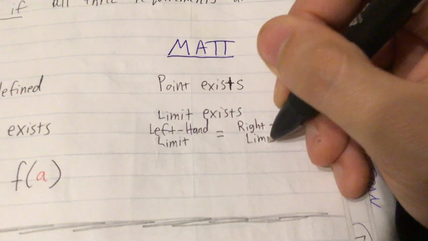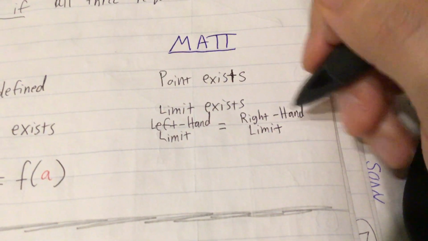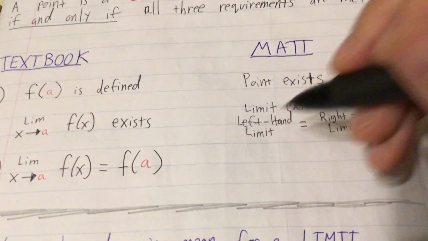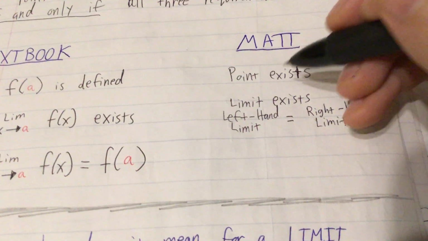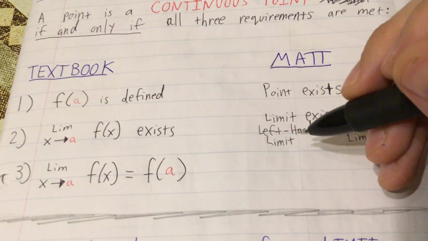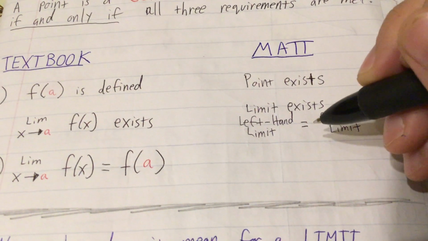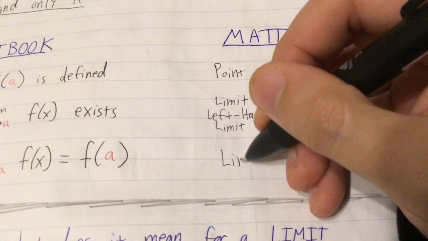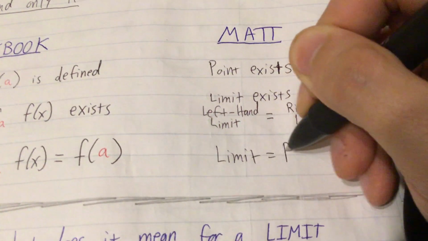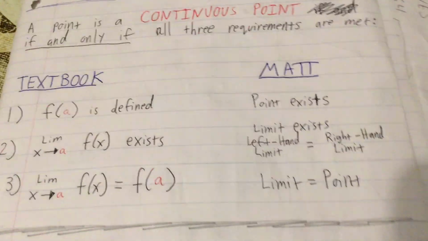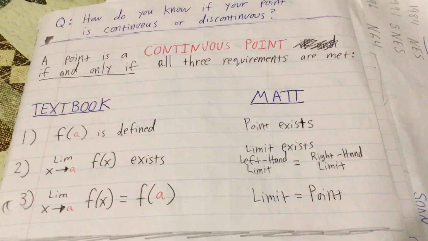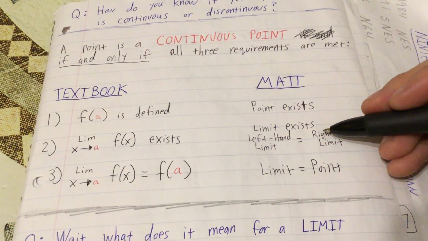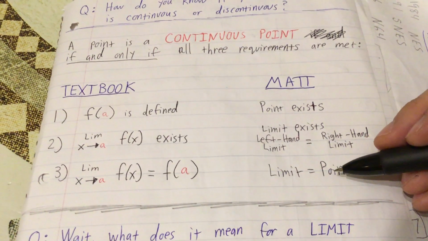So yes, the left-hand limit needs to agree with the right-hand limit. And so if the limit exists, in other words, the left-hand limit and the right-hand limit agree with each other, and the point exists, therefore the point actually needs to match up with the limit. So the limit has to equal the point. So just to clarify, how do you know if the point is continuous or not? The point needs to exist, the limit needs to exist, and the limit actually needs to equal the point.